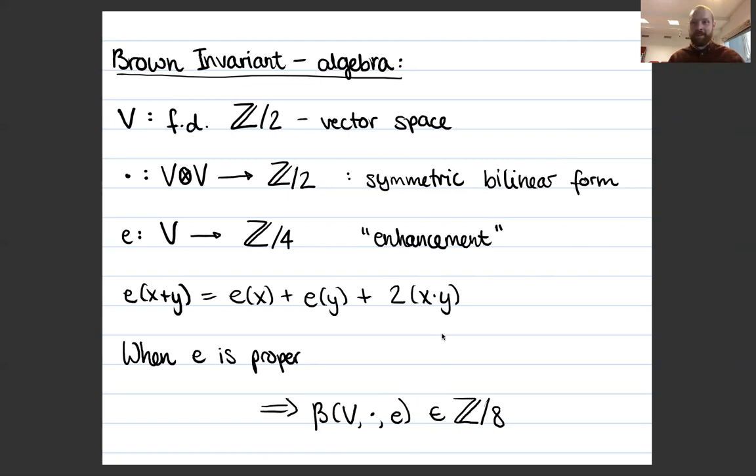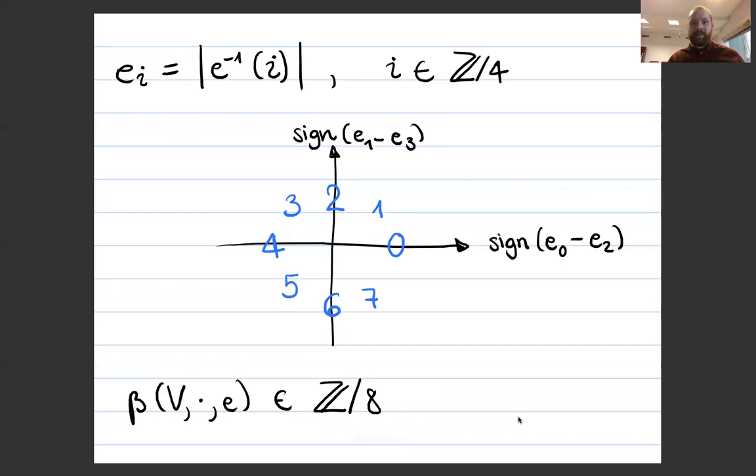Now it's possible to get very confused about powers of 2. So E is Z4 valued, V is a Z2 vector space, and beta is a Z8 valued thing. And then our congruence will be mod 16. I'm sorry, this is how you actually define the Brown invariant. This is a sort of democratic method. You take each of these values, 0, 1, 2, and 3, and I'm going to let E sub i be the number of times E takes on one of those values. And then you have this chart.